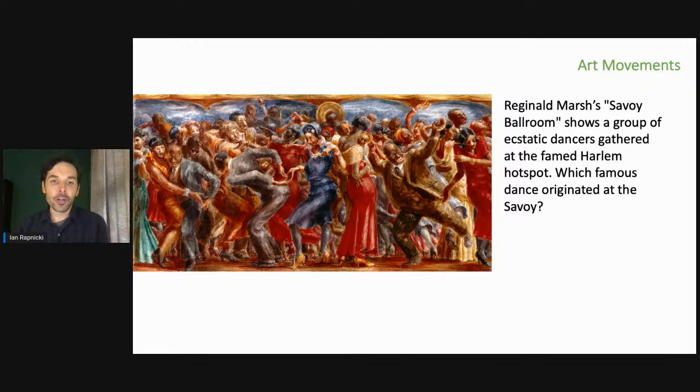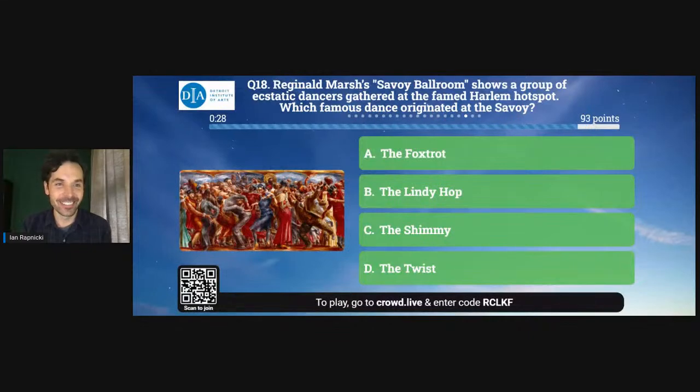Reginald Marsh's Savoy Ballroom shows a group of ecstatic dancers gathered at the famed Harlem hotspot, Savoy Ballroom. Which famous dance originated at the Savoy? Oops, I just gave the answer away. So for those who are flipping screens, you might not have seen, it's either the foxtrot, the Lindy Hop, the shimmy, or the twist.